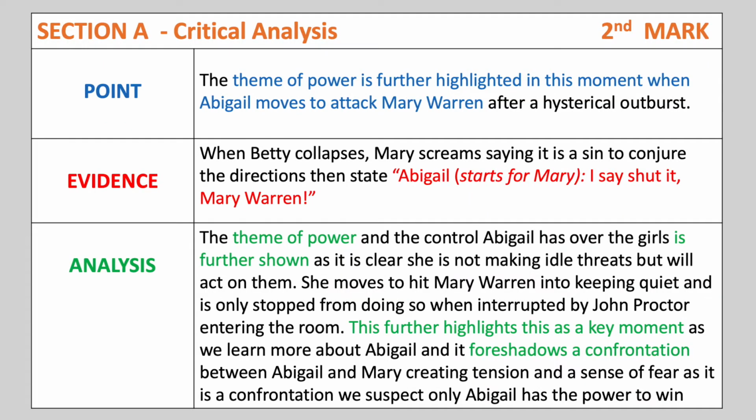Finally, analyse how the evidence you've provided has further demonstrated the theme of power in this key moment. The theme of power and the control Abigail has over the girls is further shown as it is clear she is not making idle threats but will act on them. She moves to hit Mary Warren into keeping quiet and is only stopped from doing so when interrupted by John Proctor entering the room. This further highlights this as a key moment as we learn more about Abigail, and it foreshadows a confrontation between Abigail and Mary, creating tension and a sense of fear as it is a confrontation we suspect only Abigail has the power to win.